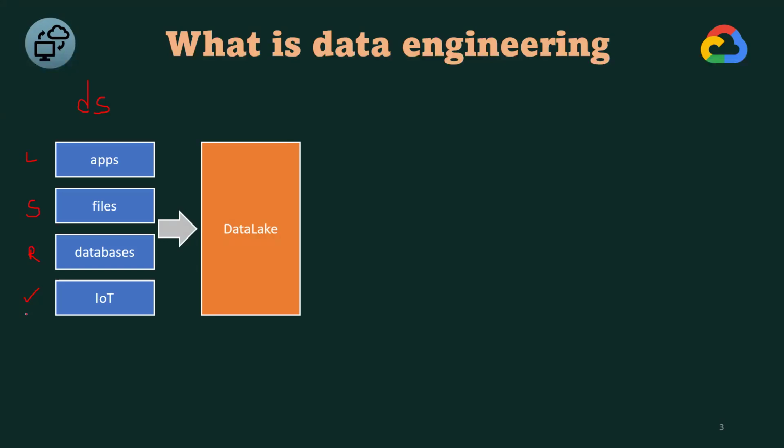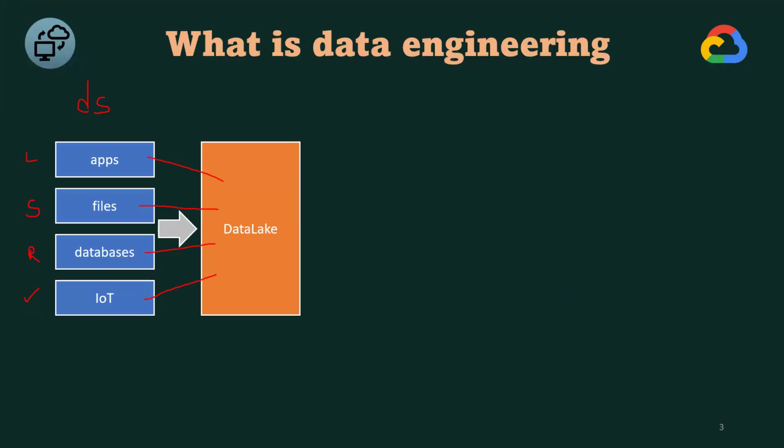So I want to extract the data from the multiple data sources and put that data into a single location called a data lake. If I want to analyze this data from multiple data sources, I need to have the data in a single location. That is the reason we extract the data and load it, storing it in a single location.